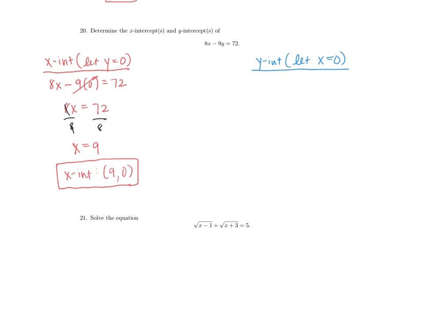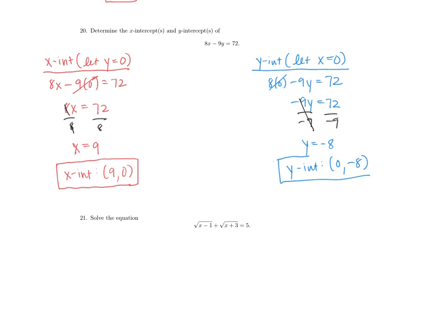For the y-intercept, I'm going to have 8 times 0 minus 9y is equal to 72. So that's going to be negative 9y is equal to 72. Divide by negative 9. So y would be equal to negative 8. Again, I need it in intercept form. X was 0, y is negative 8. So there is my y-intercept.